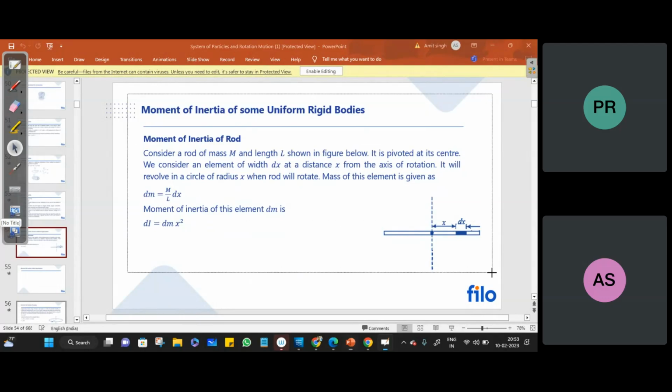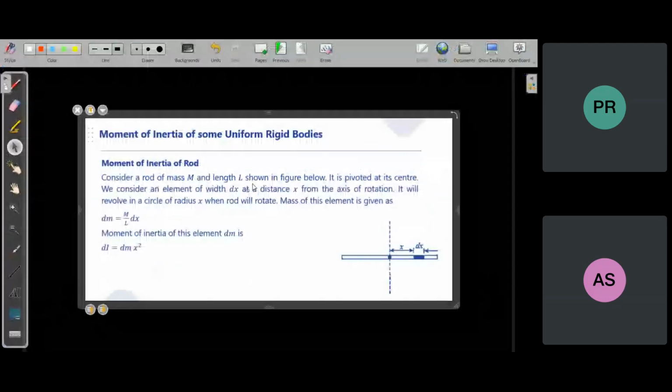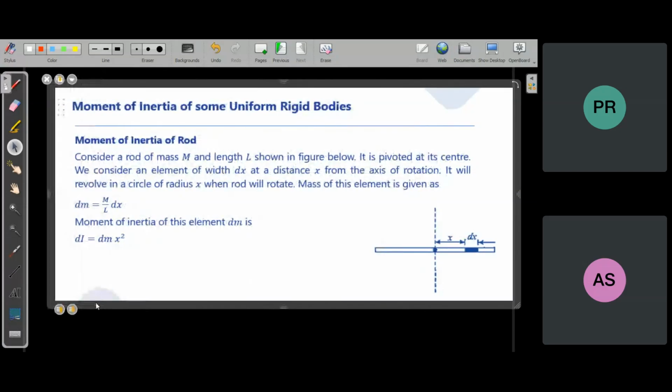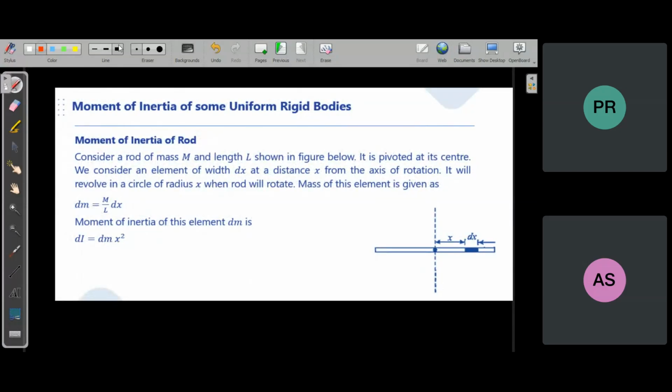Now let's try to find the moment of inertia of a rod about an axis passing through the center of the rod. So again, the same process that we already discussed. Take an element of the rod at a certain distance. I have taken a very small part of the rod at a distance x from the axis. Because it is a rod, I have taken the length of the element as a very small length dx. Because this is a very small part of the rod at a distance x, we will take it as a particle.